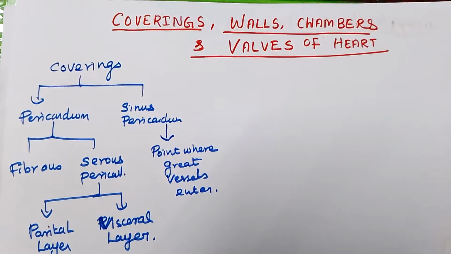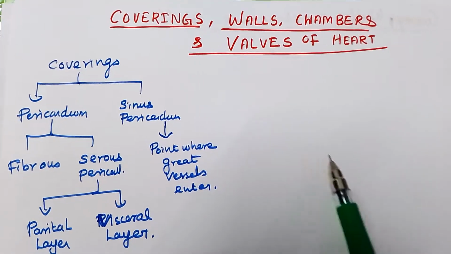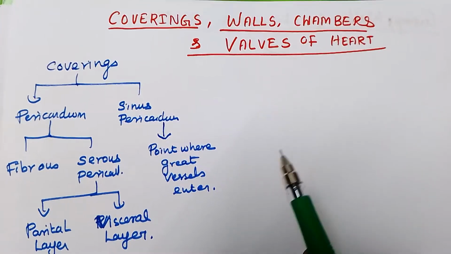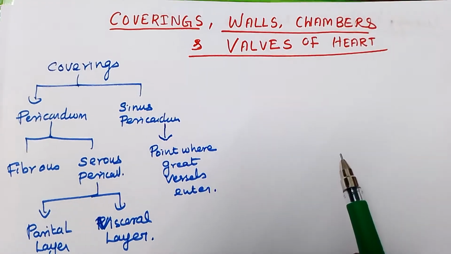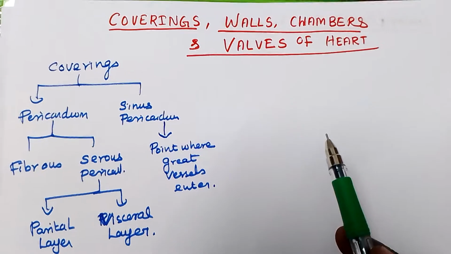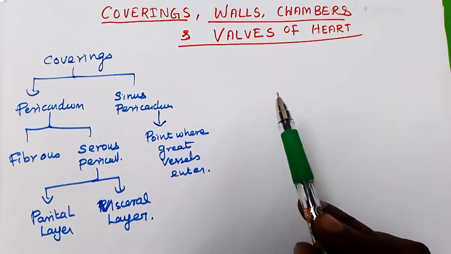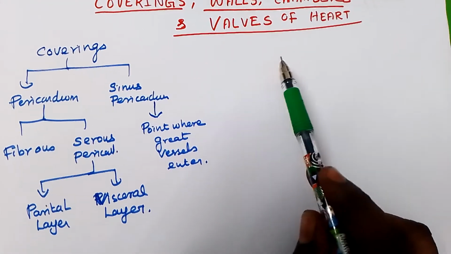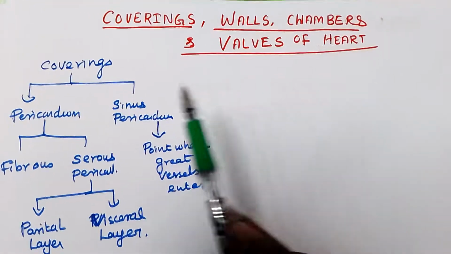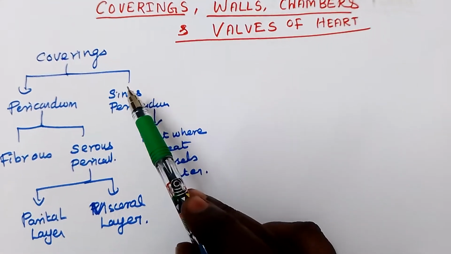Good morning, students. We have seen the general instruction about the heart, like the structure of the heart. Today we will see about the coverings, walls, chambers and valves of the heart. So the covering of the heart is called the pericardium.